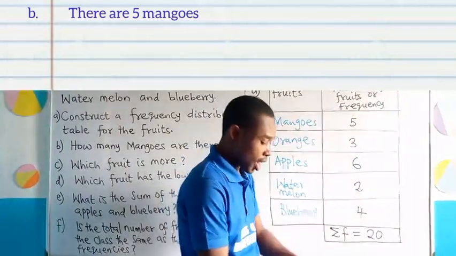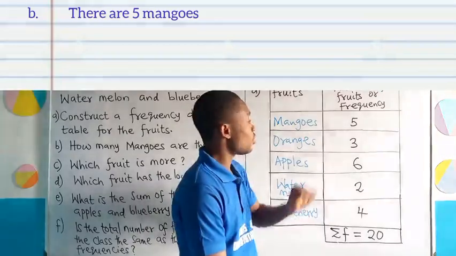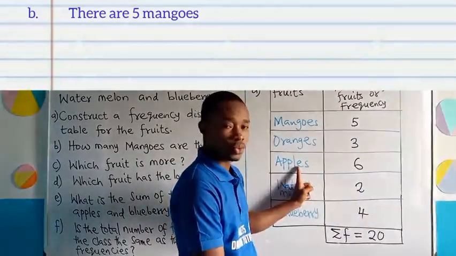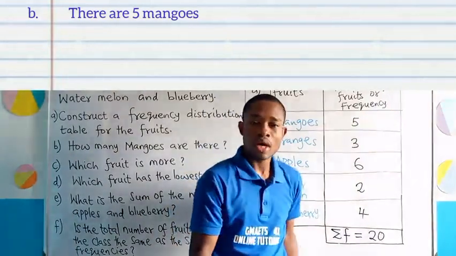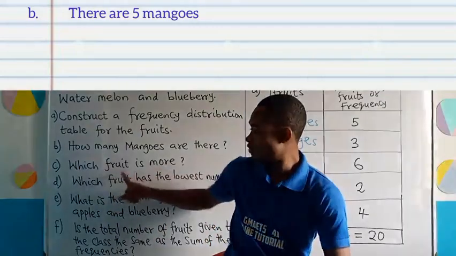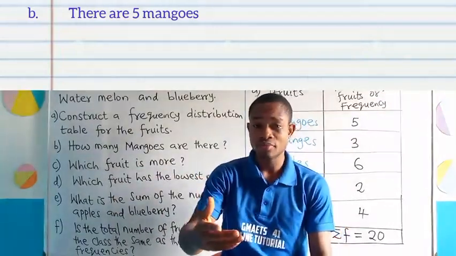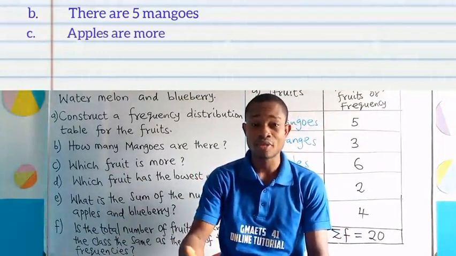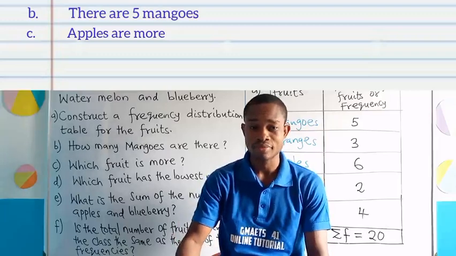Alright, so which fruit is more in that case? Which fruit has the highest number, which is 6? Apples. That's good. So you are going to write now C. Which fruit is more? The answer, apple. Apple is the fruit that is more.